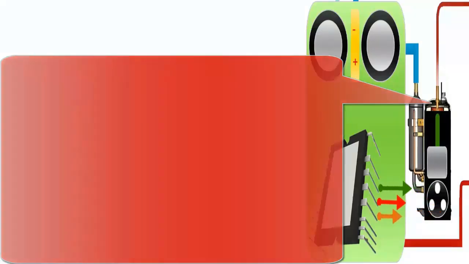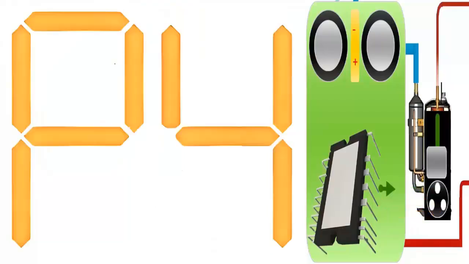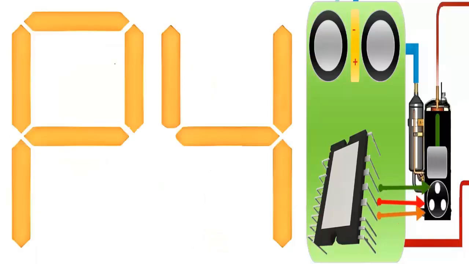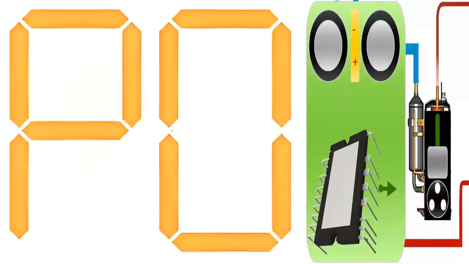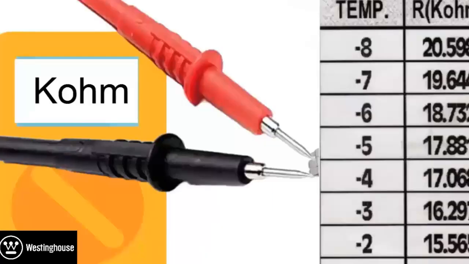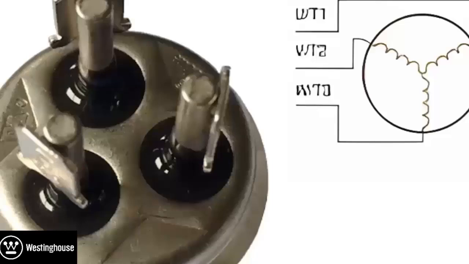C. For codes P0 and P4, verify the power connections to the compressor. Additionally, test the IPM module and the compressor as follows. Diagnosing compressor inverter coils. 1. Identify potential coil faults. If the compressor coils are open, shorted, or grounded, the compressor is damaged.